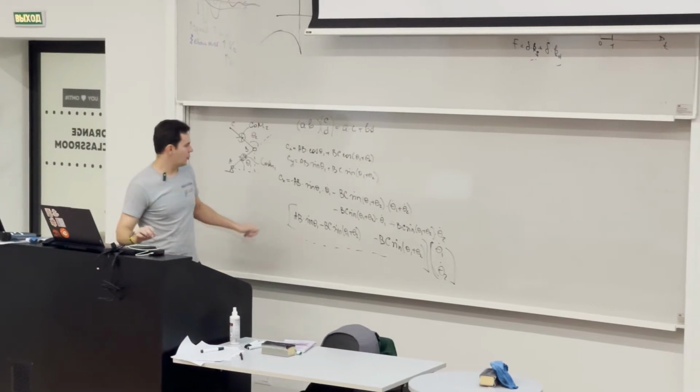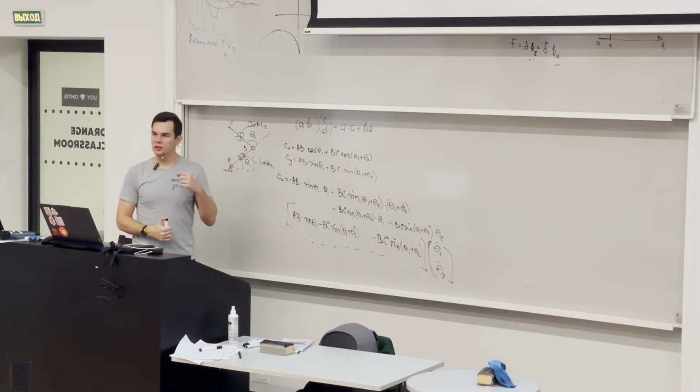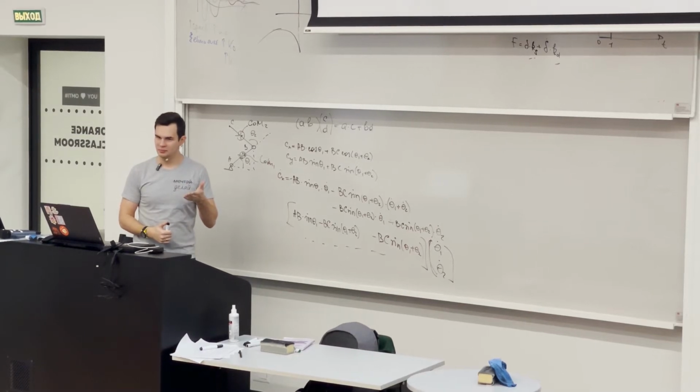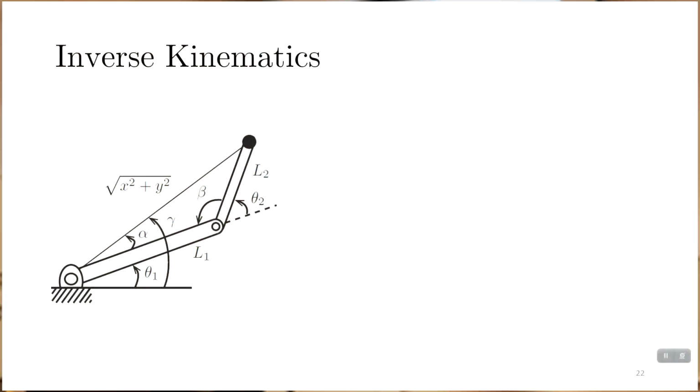Okay, so it was the direct task. What is the inverse? Yeah, inverse is to find theta 1 and theta 2 if you know the position of the end effector. For example, it can be the trajectory that you want to follow. So you have a trajectory for welding, for example, and you want to follow it. So you already know what it should be, and you want to compute theta 1 and theta 2.